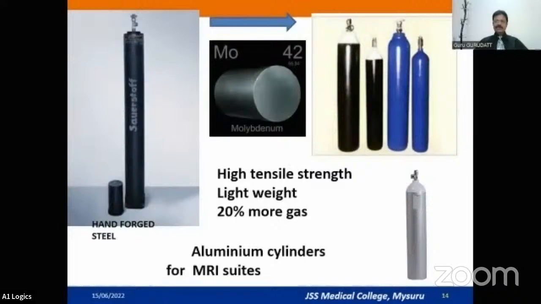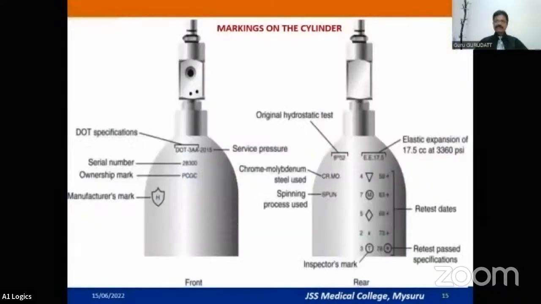So let us discuss the safety features of the cylinders. Before that, let us know about the markings on the cylinders, because many times you'll be asked about these markings. In olden days, one of the short notes asked used to be the markings on the cylinder. There are usually many markings on the body of the cylinder.